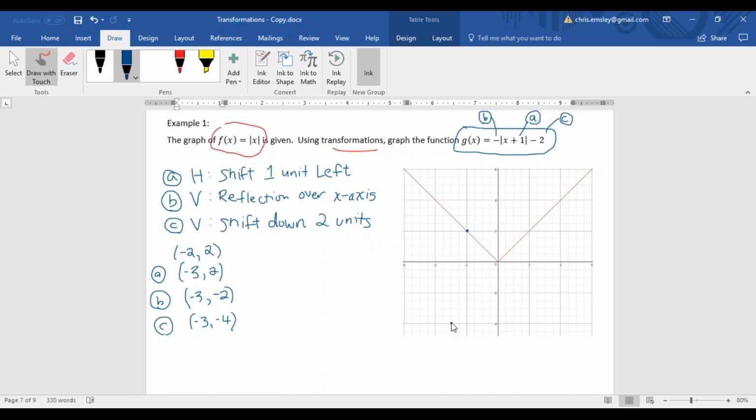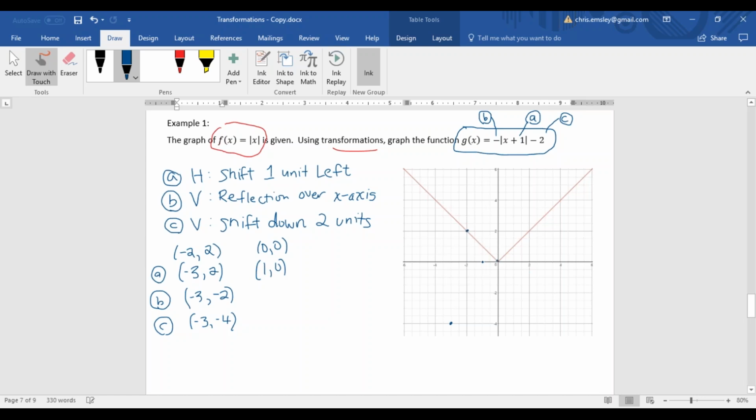So this is going to be one of the points on our newly transformed graph. Next up, I'm going to take this point that used to be the vertex of our graph. I'm going to see what happens to that after we apply these 3 transformations. So first up, I take that and I shift it 1 unit to the left. So that means it becomes the point 1, 0.